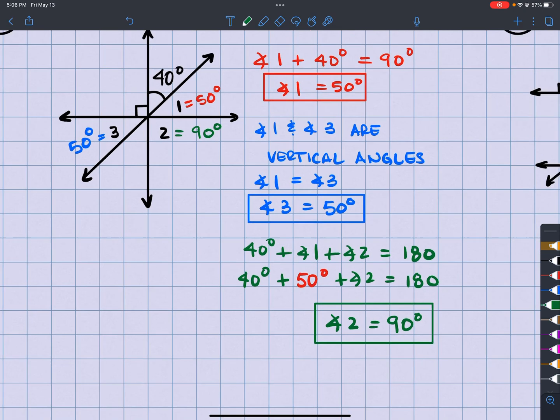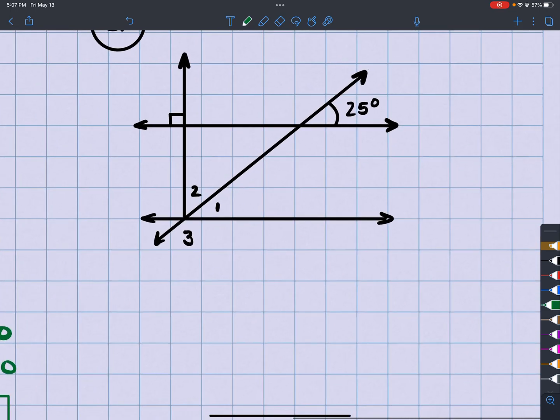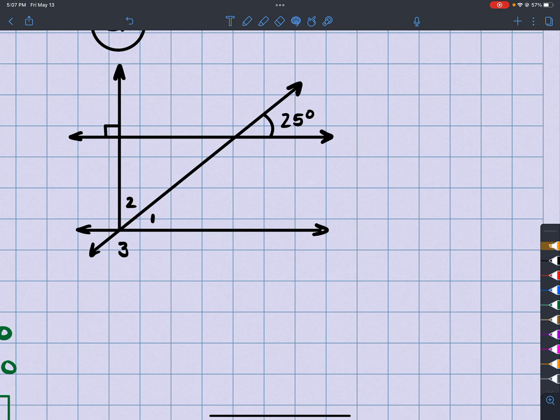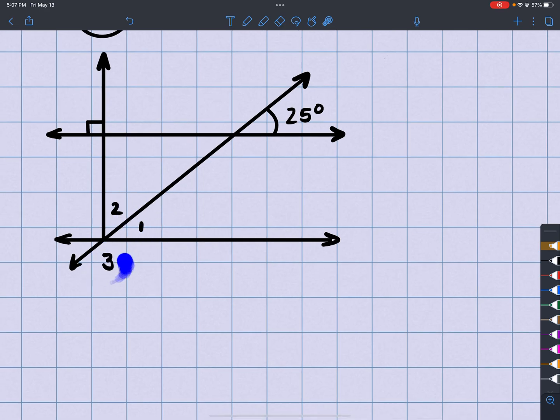All right? So let's take a look at the next example. The next example is pretty interesting. All right? So let's take a look here. So what I see is that this angle is 25 degrees. I need to figure out what angle 1, angle 2, and angle 3 are. And this right here shows me that this line here and this line here form 90 degrees. And this line on the bottom and this line on top are parallel lines.